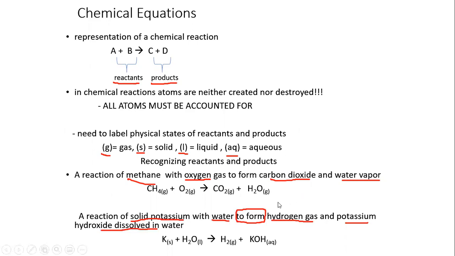Now here we've just written the chemical equations, but next we're going to learn how to balance them, because as we stated earlier, we have to account for all of the atoms on the reactants and products sides.